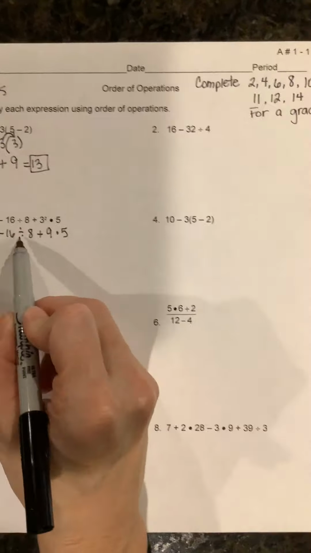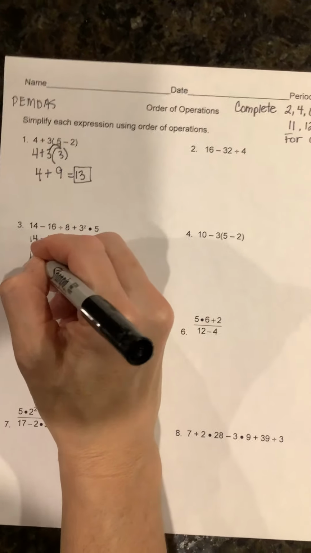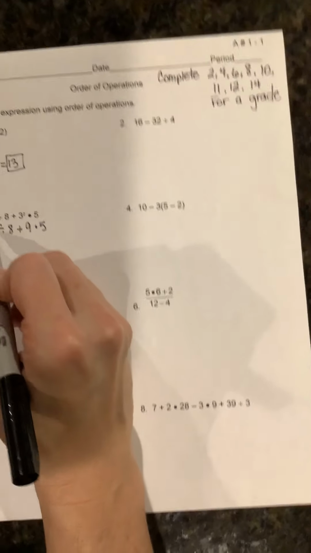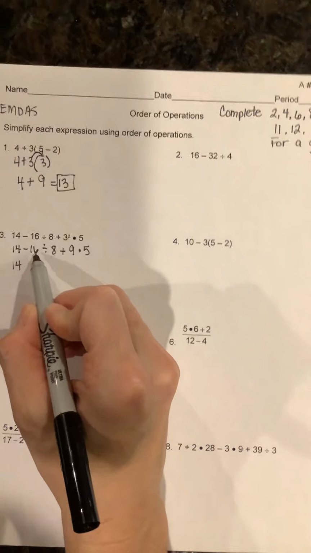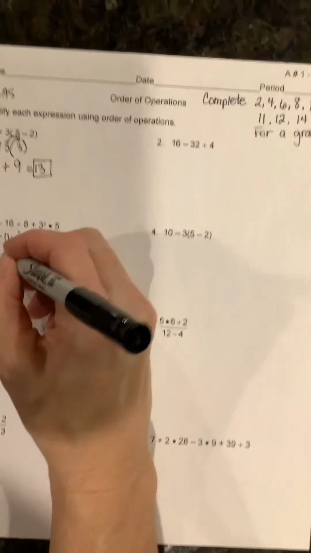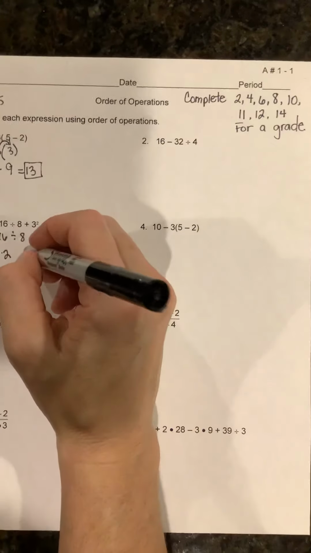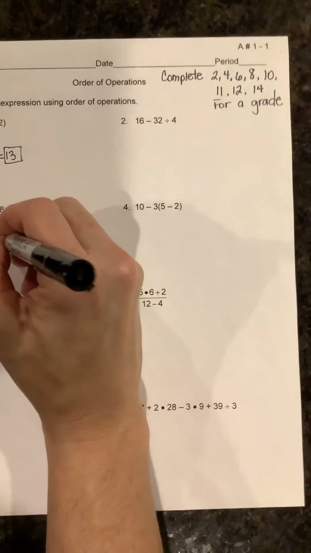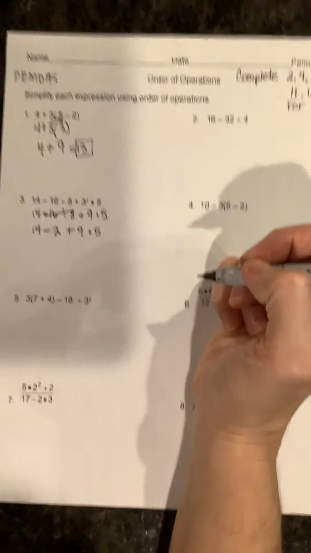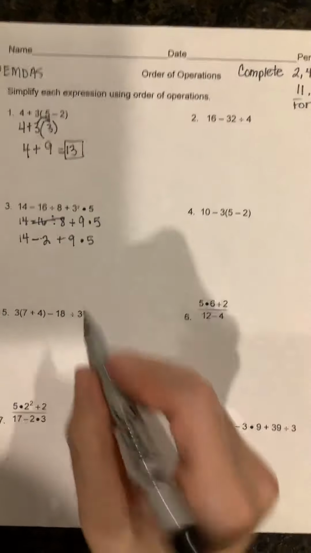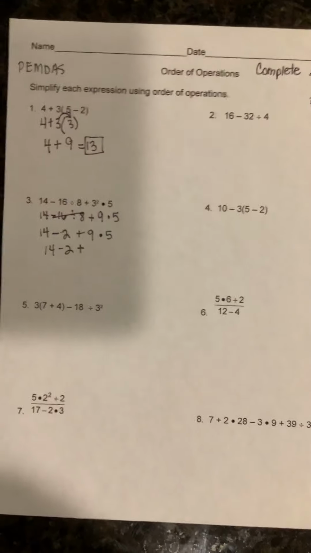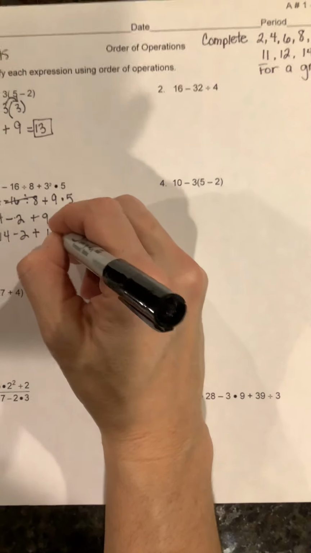So the first thing that I come to is division. So I'm going to bring down my 14. I'm going to divide negative 16. It's not just a minus sign, it is attached to that 16, which makes it negative. So negative 16 divided by 8 gives me a negative 2. And bring down everything else, so I've taken care of that. Bring down plus 9 times 5. So now I can take care of my multiplication, the 9 times 5. So I'm going to bring down 14 minus 2 plus 9 times 5 is 45.